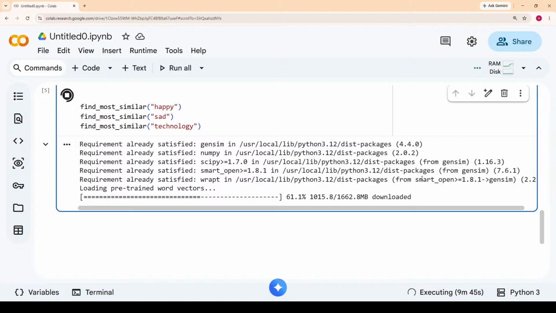Next, what is vector arithmetic? It performs mathematical operations using word vectors. What is similarity? Most similar, you know, guys. What is vocabulary? A collection of words known to the model. What is a vector? It is a numerical representation. That's it, guys.